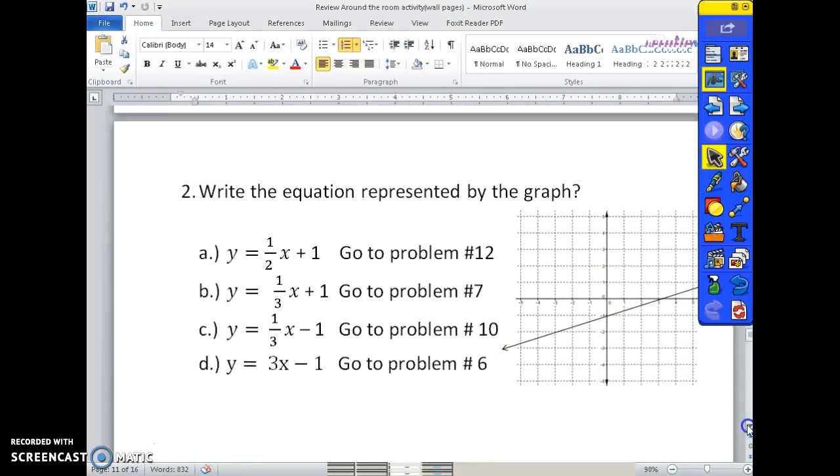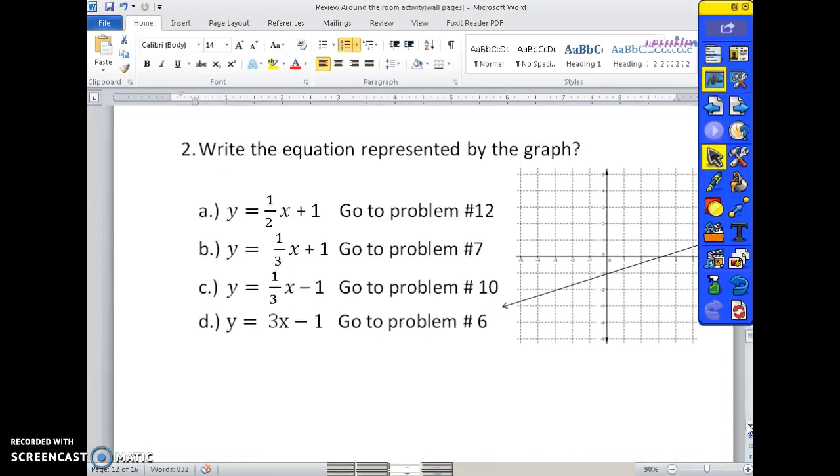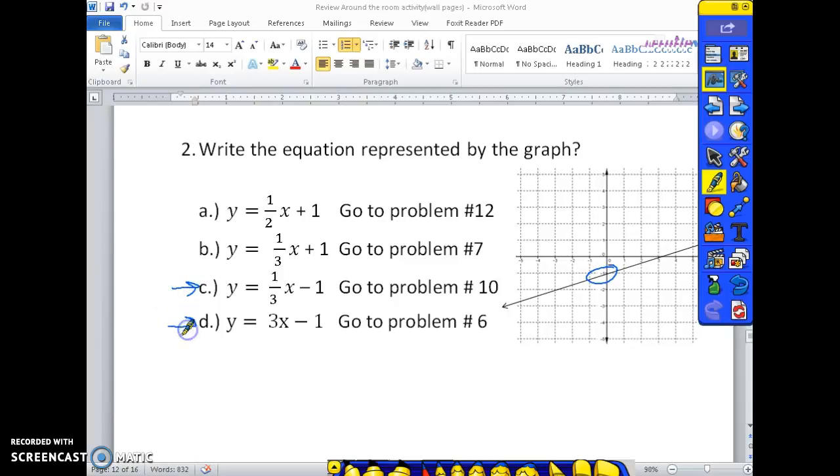Problem number 2 says to write the equation represented by the graph. Well, I crossed the y-axis at -1, so we're looking at either C or D. My slope is positive. I'm going up 1 to the right 1, 2, 3. So my answer is C. Y equals 1/3 x minus 1, and that takes us to problem 10.